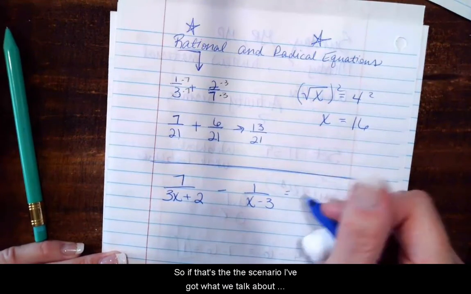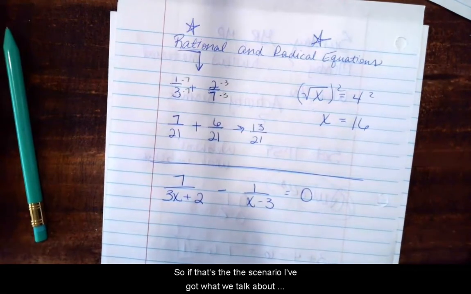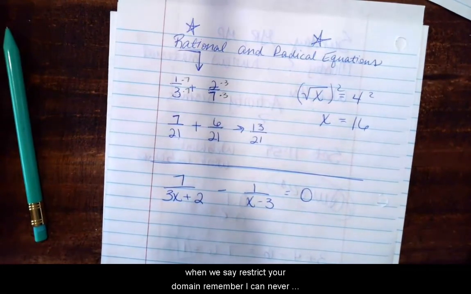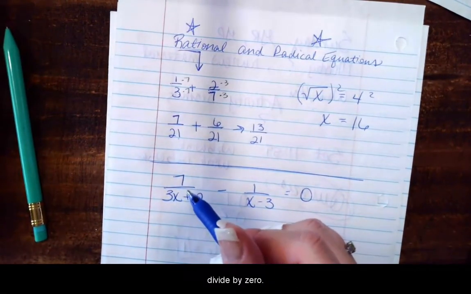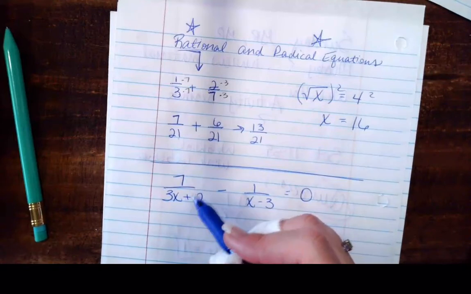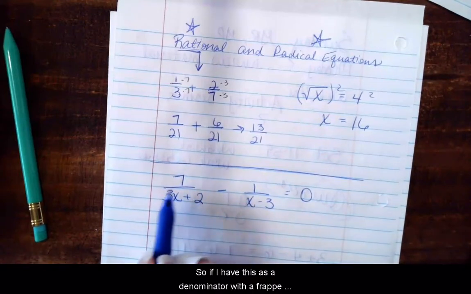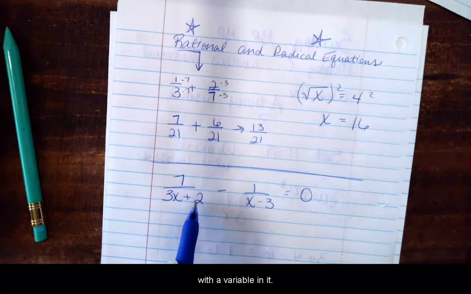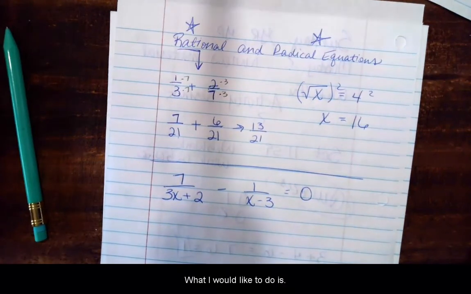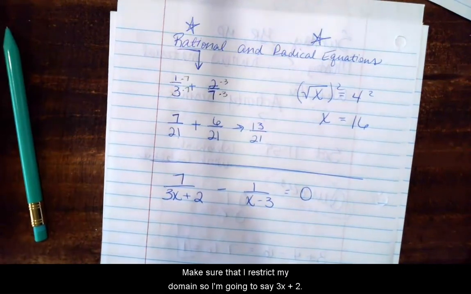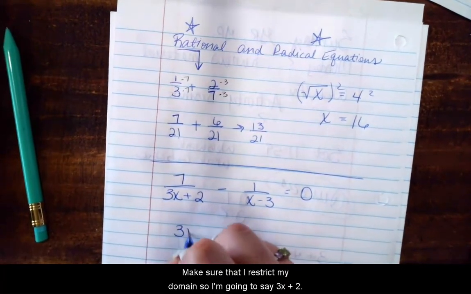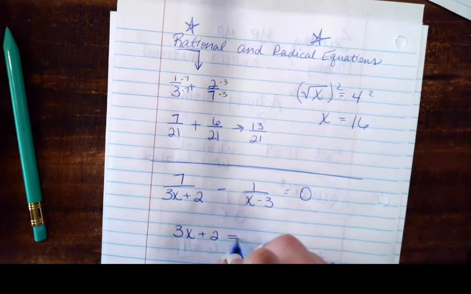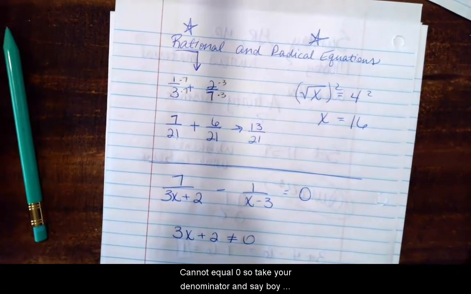If that's the scenario I've got, what we talk about when we say restrict your domain, remember I can never divide by 0. So if I have this as a denominator with a variable in it, I would like to make sure that I restrict my domain. So I'm going to say 3x plus 2 cannot equal 0.